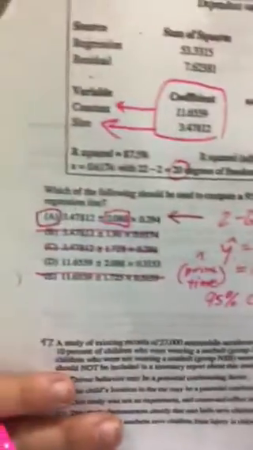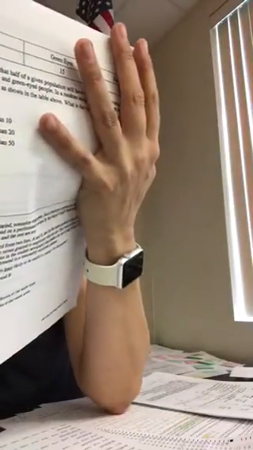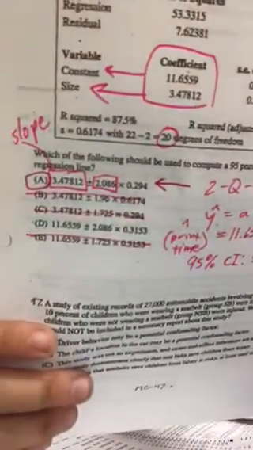Bam, bam, bam. I've eliminated everyone but A and D. Now I'm digging a little deeper. I've got the critical value right. The critical value is 2.086. What's the slope? And notice this is marking down the statistic. So the statistic has to be the slope. And remember, we found the slope already is 3.47. So this is my slope, so it has to be A.